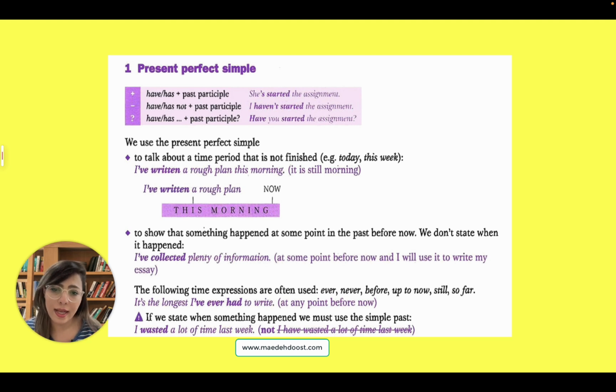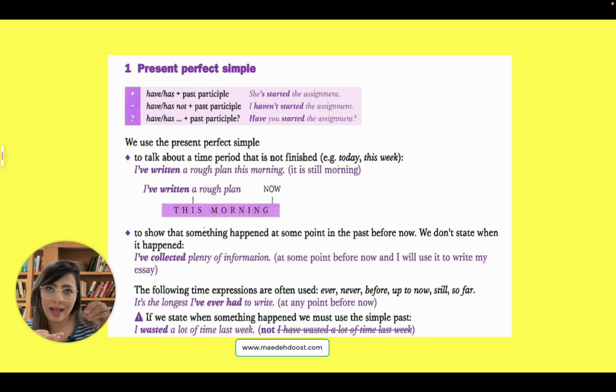It's the longest I've ever had to write. It's the longest essay, for example, I've ever had to write. So ever, like have you ever eaten sushi, means up to now. I've never started any classes. I've never started any Spanish classes, any yoga classes. I've never.